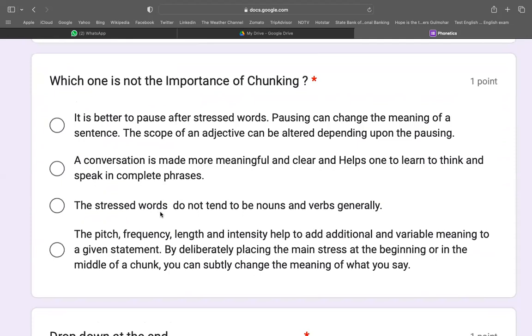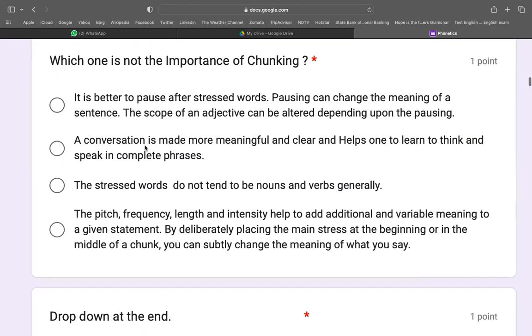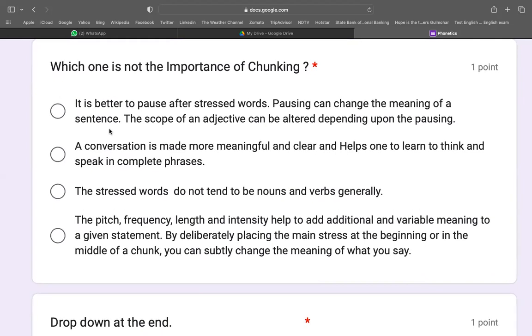Then which one is not the importance of chunking? यहाँ पे आपको पूछा गया है कौन सा वो ऑप्शन है जो चंकिंग इम्पोर्टेंस ऑफ चंकिंग के बारे में डिस्कस नहीं करता है। तो पहला स्टेटमेंट ये है, इट इज बेटर टू पॉज आफ्टर स्ट्रेस्ड वर्ड। Pausing can change the meaning of a sentence. The scope of an adjective can be changed depending upon the pausing. तो ये तो चंकिंग में है। जब भी आप बोल रहे हो, कोई एक वर्ड को स्ट्रेस दे रहे हो, तो उस टाइम आप थोड़ा पॉज हो जाओ, राइट?